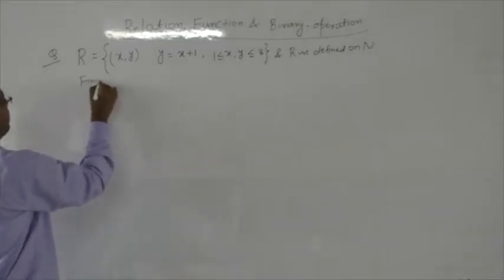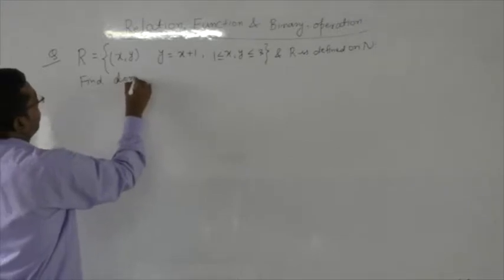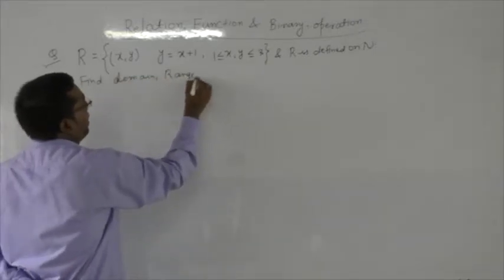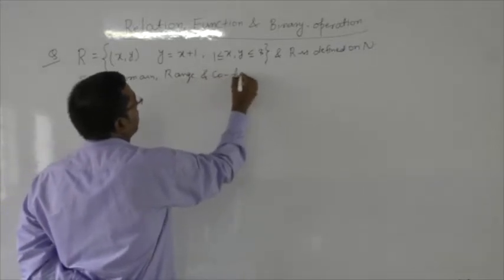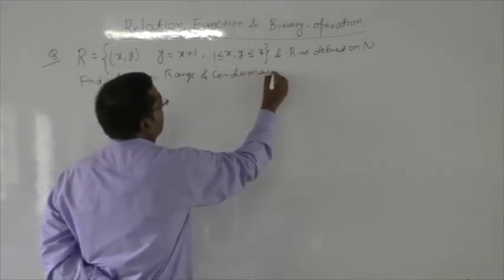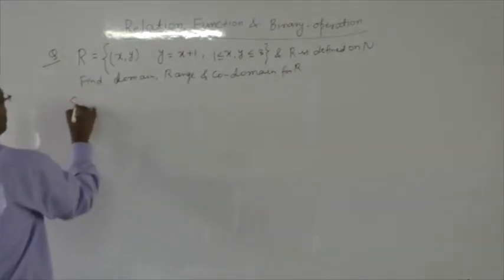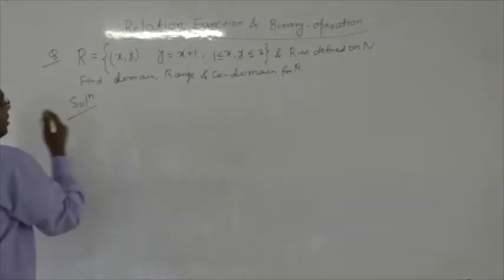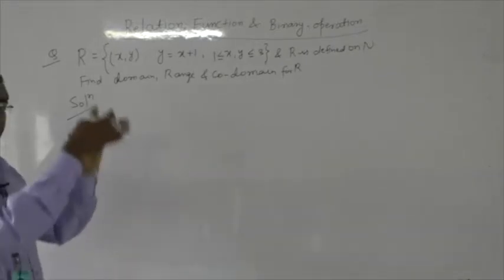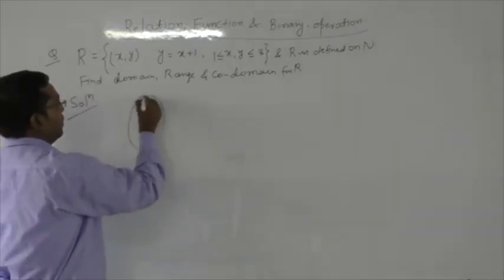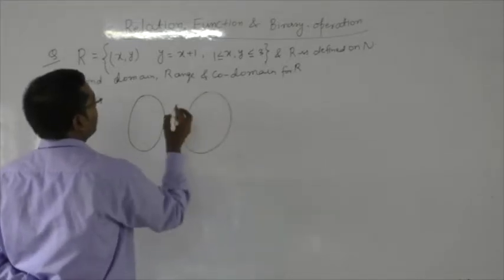Find the domain, range and codomain for this relation R. Suppose we have to find this. Let's see. To find the domain, range and codomain, let's draw the pictorial diagram that will be helpful. We have here two sets.